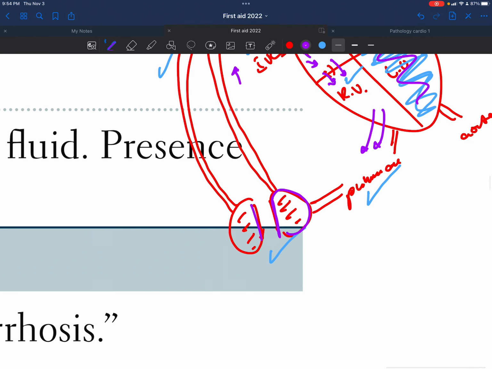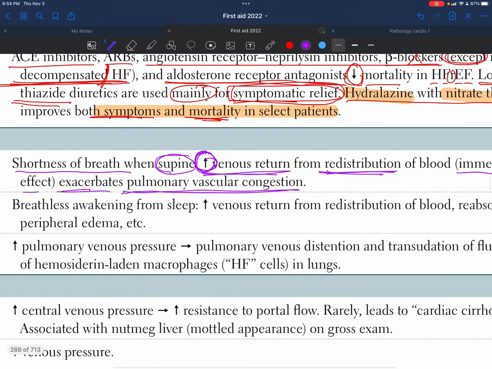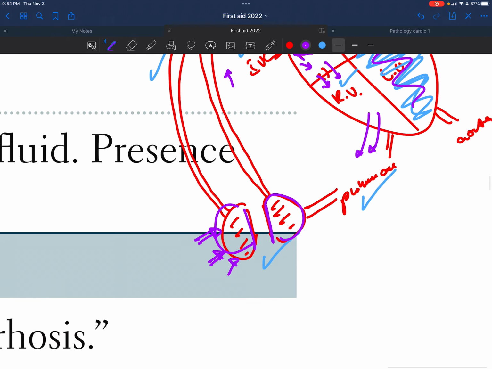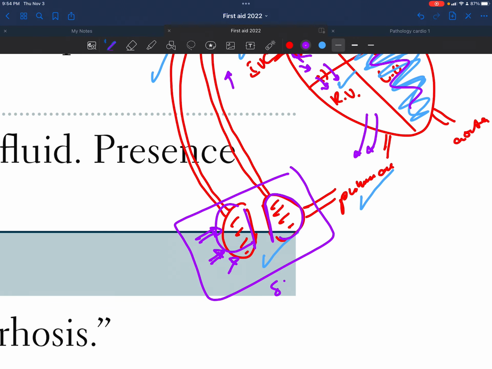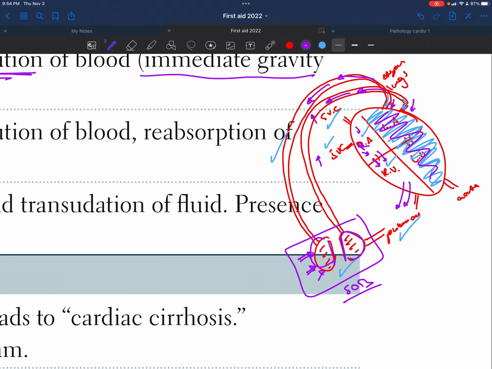And here, these lungs have a lot of blood transudating, a lot of fluid transudating, and this fluid is what is causing the orthopnea. So this is the reason why this patient gets shortness of breath in a patient who has left-sided heart failure. So this is the problem, because the blood backs up and goes again into the lungs.